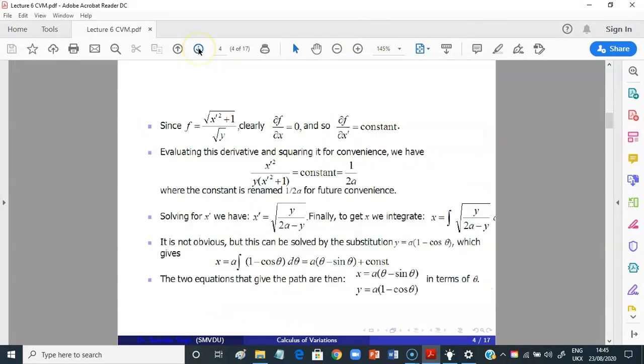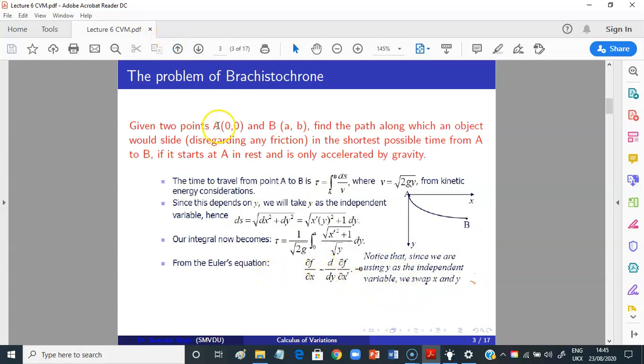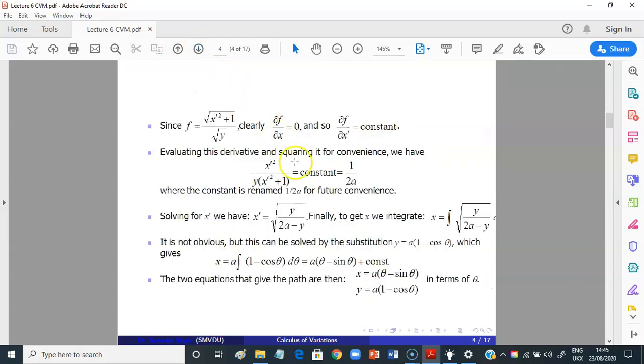Next, after doing this, now you see your functional. As earlier I told you, we denote it by capital F. Here curly f by curly x is 0, so curly f by curly x dash is constant. If we put all these values in the Euler equation, we get this type of situation equal to constant, and we are particularly considering that the constant is 1 by 2a.